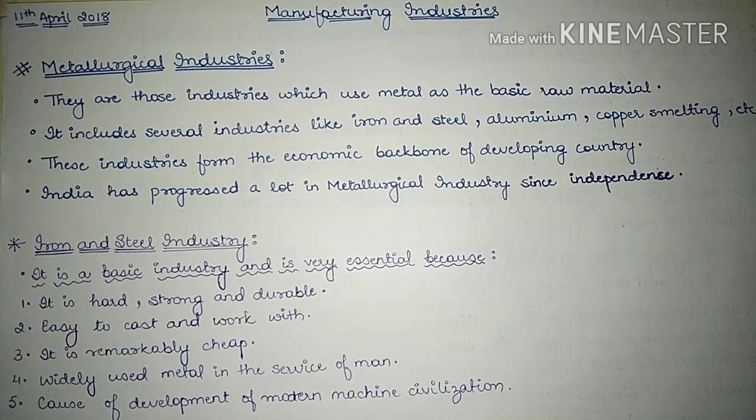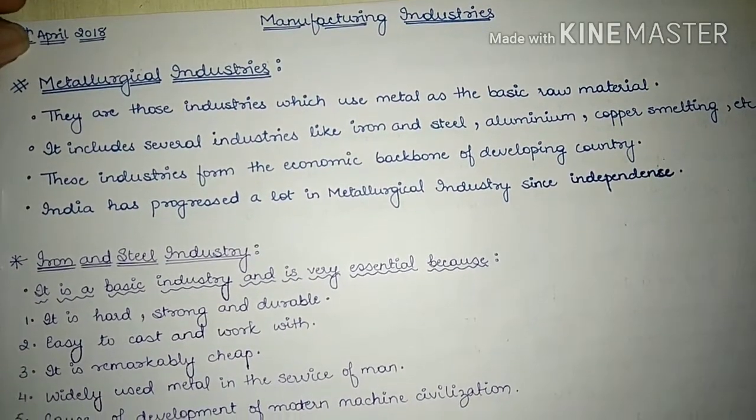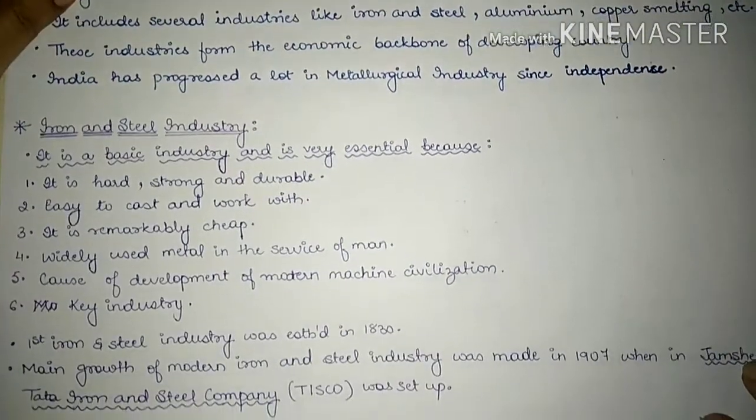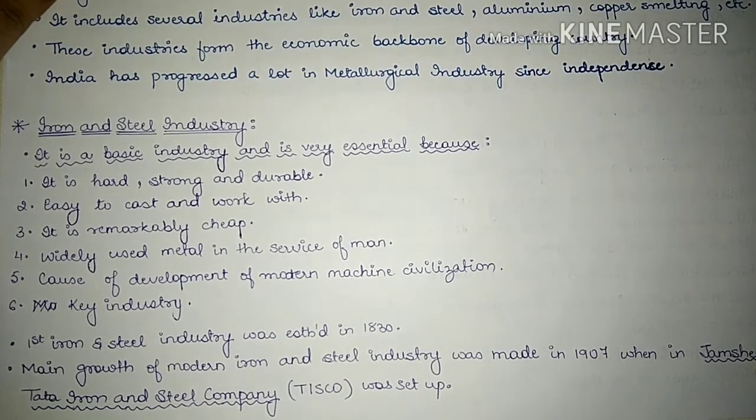India has progressed a lot, especially during the planning period, and now it occupies a place of pride with regard to the development and growth of the metallurgical industry. Now, major metallurgical industries are the iron and steel industry, aluminium smelting industry, lead and zinc industry, copper smelting industry, etc. We will study all these industries one by one. The first one is the iron and steel industry.